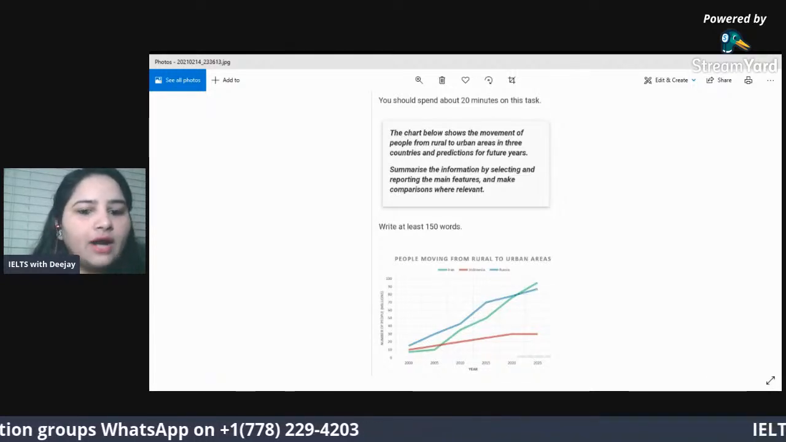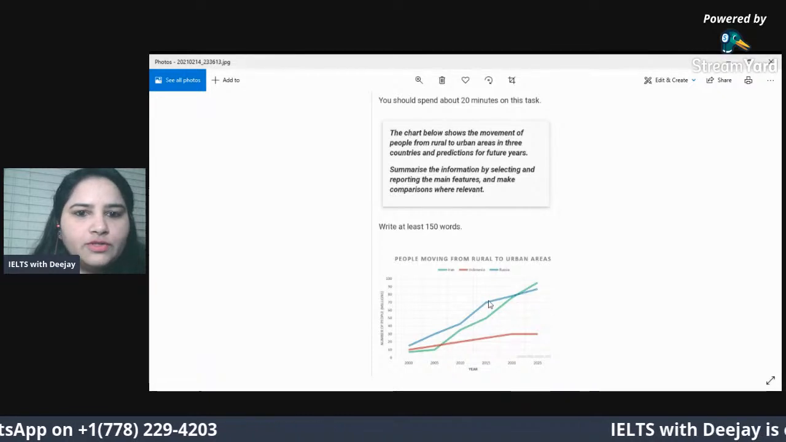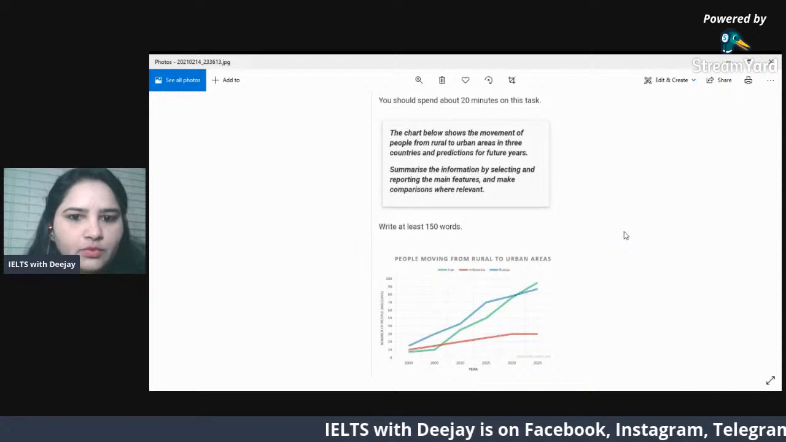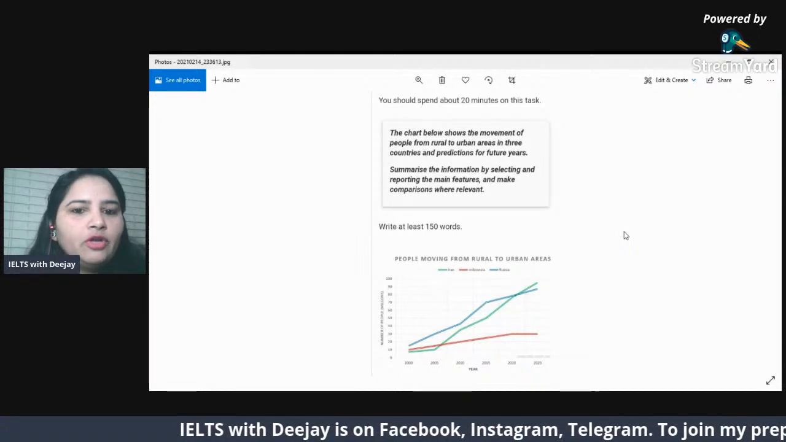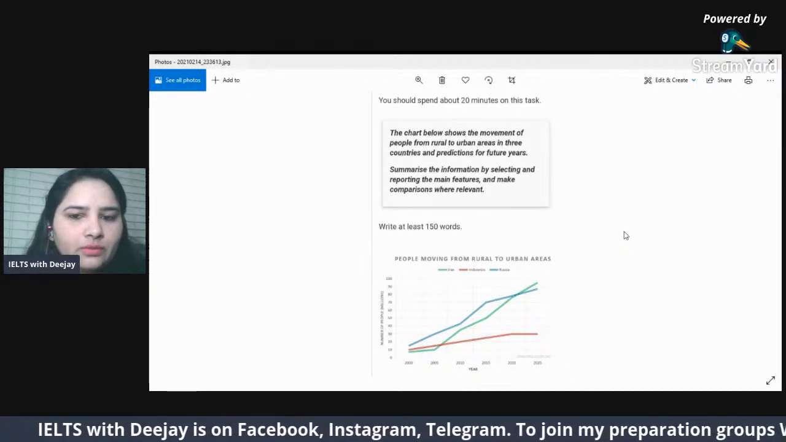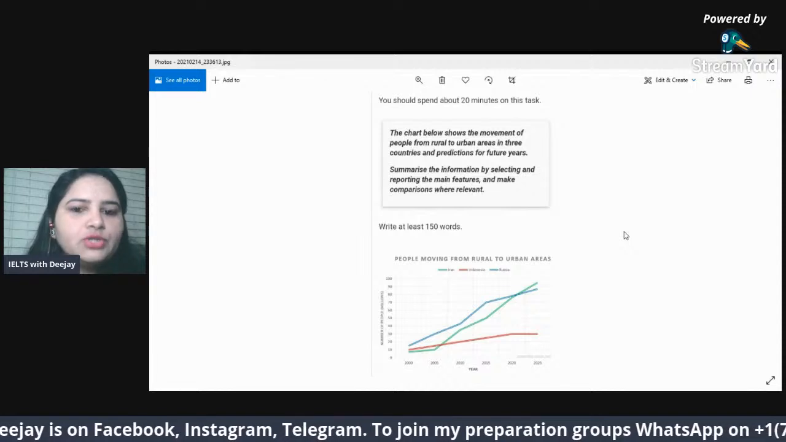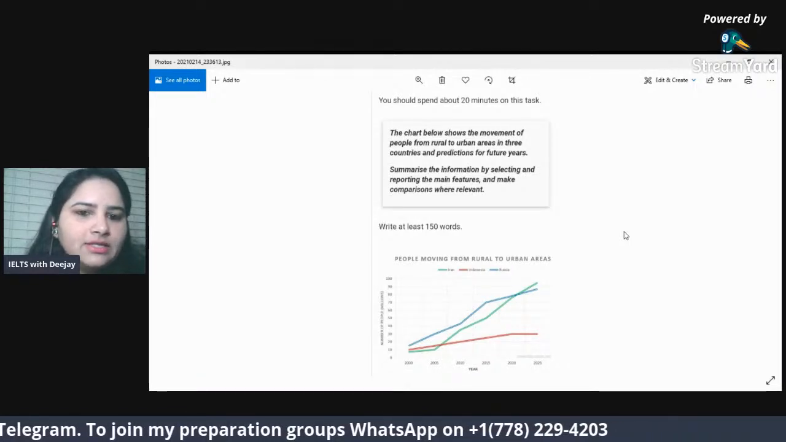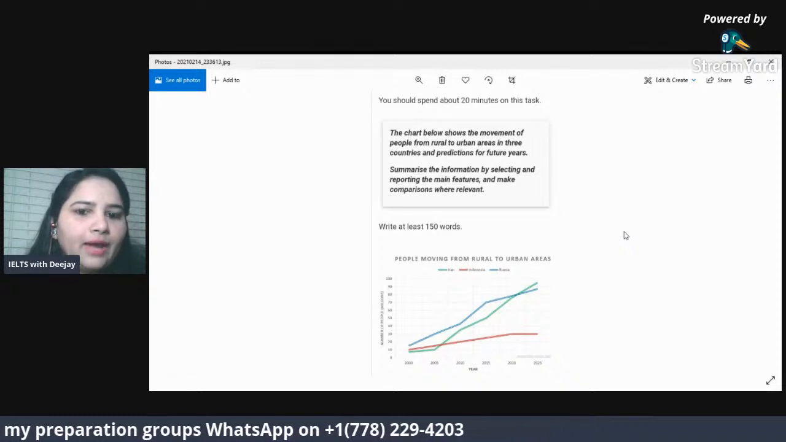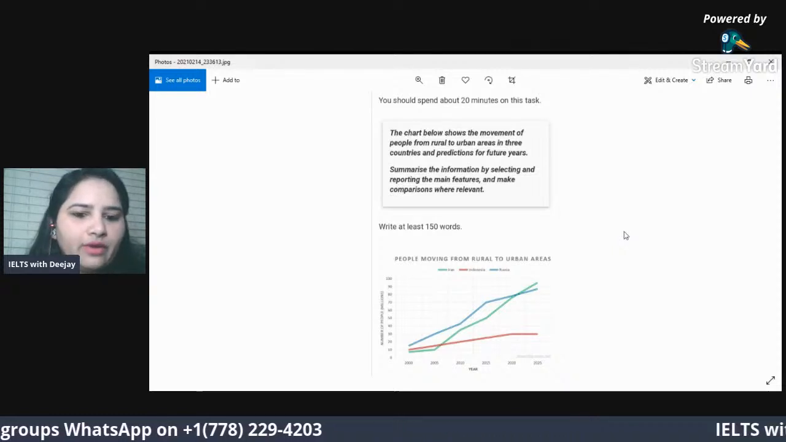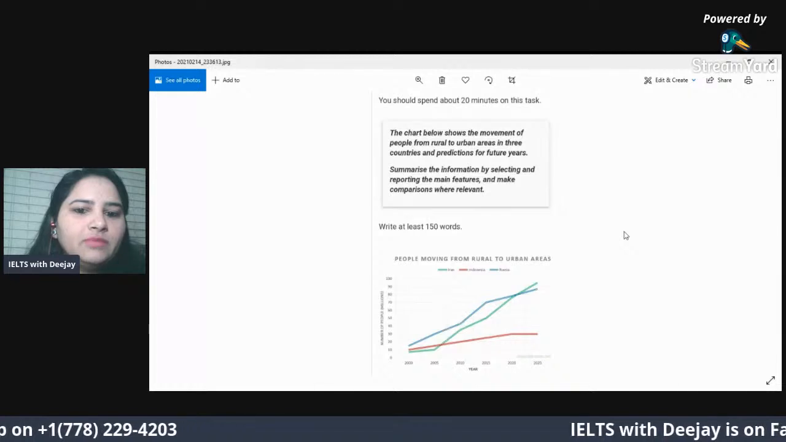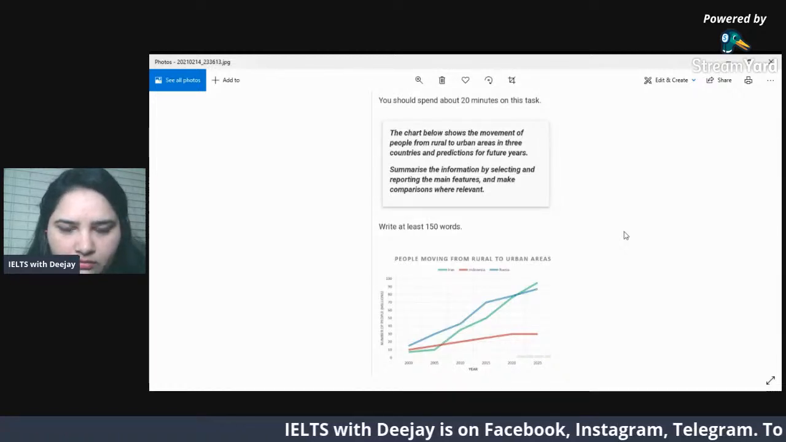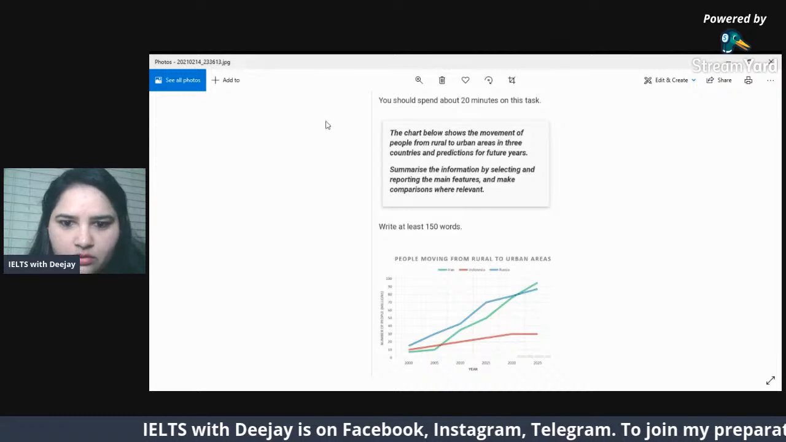You need to check all these things. And then when you start with the introduction, suppose we are talking about this chart. In this chart, what they are showing is the movement of people from rural to urban areas in three countries and predictions for future years. You have to summarize by selecting and reporting the main features, and we have to make comparisons where relevant. What is happening here is people from Iran, Indonesia, and the other one I can also see.